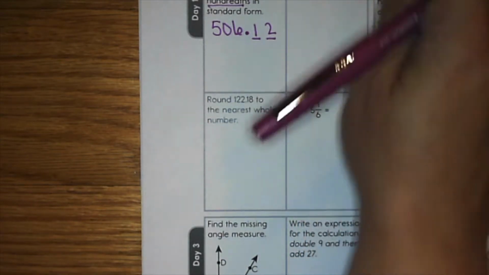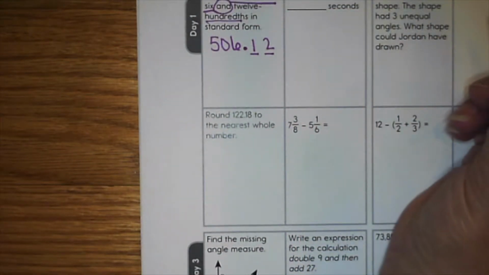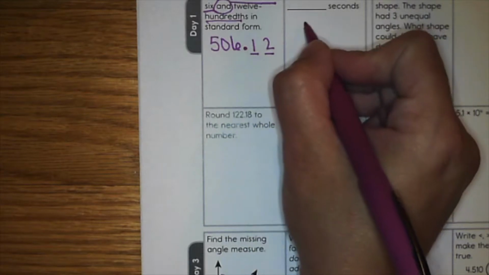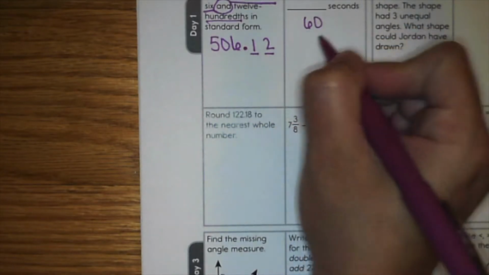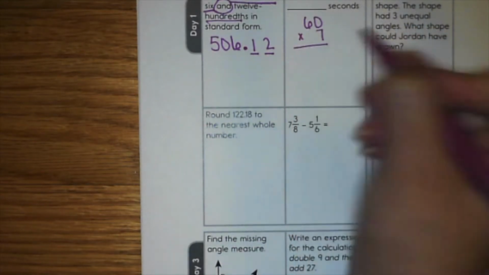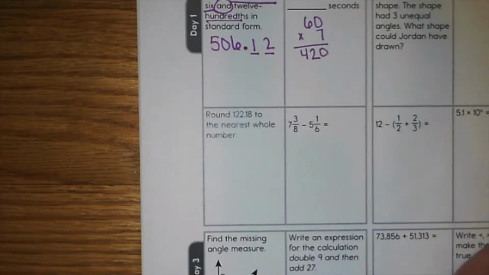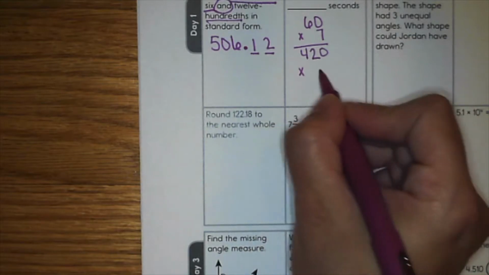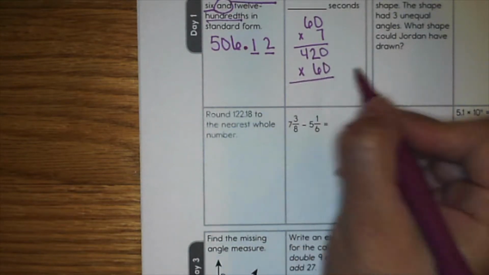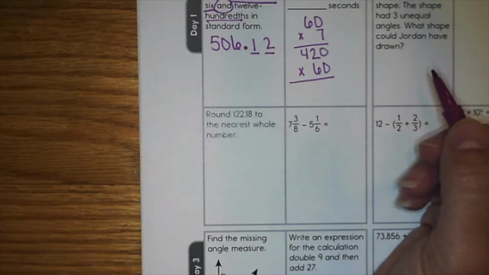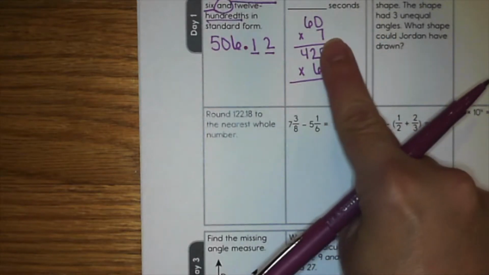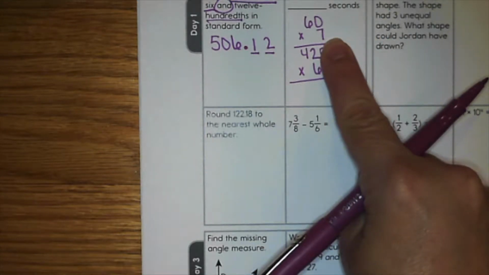7 hours equals how many seconds? Well, first we need to change hours into minutes. There are 60 minutes in an hour, and I have 7 of them. That's 420. 420 times those 60 seconds in each minute. And I'm going to show you the trick. I'm going to ignore these zeros at first, and I'm going to multiply this as 42 times 6.